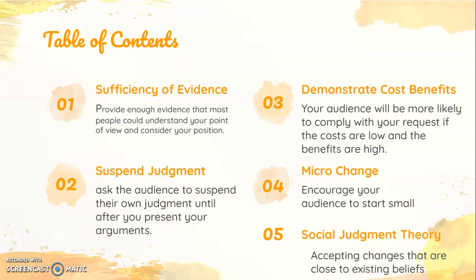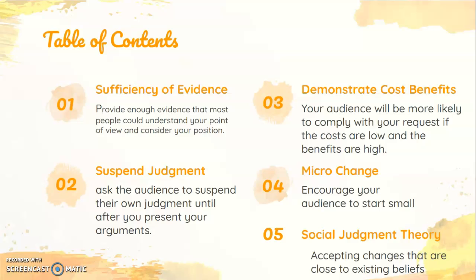Step number 2 would be to suspend judgment. A lot of times, if we have an open mind, we can really understand where a person's coming from. So ask your audience to suspend their judgment until after you present your argument, and then they can make their own judgment on the subject. Number 3, demonstrate cost benefits. Your audience is going to be more likely to comply with your request if costs are low and the benefits are high. Now, when we talk about costs, this doesn't necessarily mean monetary values, but if there's something easy that they can do and their payoff is big with that, they're more likely to do it.